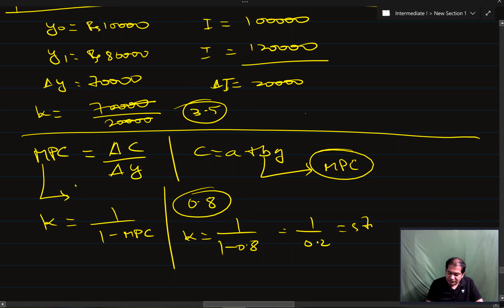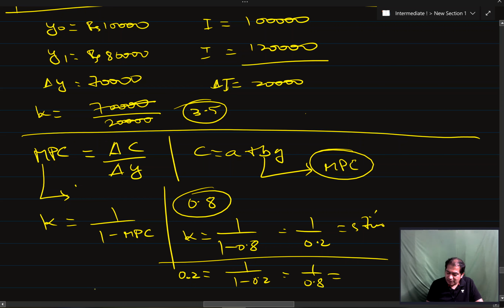So when the MPC was 0.8, you got the investment multiplier value as 5. And when MPC is 0.2, lower, the value of the investment multiplier is 1.25. It means there is a direct relation between MPC and the investment multiplier. Higher the value of MPC, more will be the value of the investment multiplier, and vice versa.